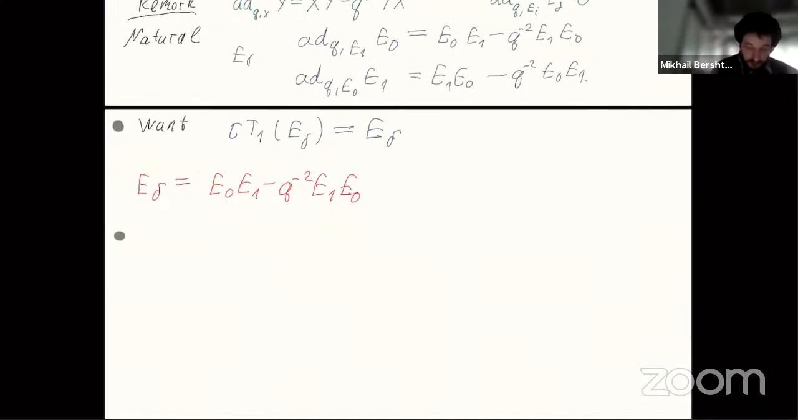Okay, let us do it. So the first thing which we can prove now is a commutation relation of E delta and the other root generators which we defined.